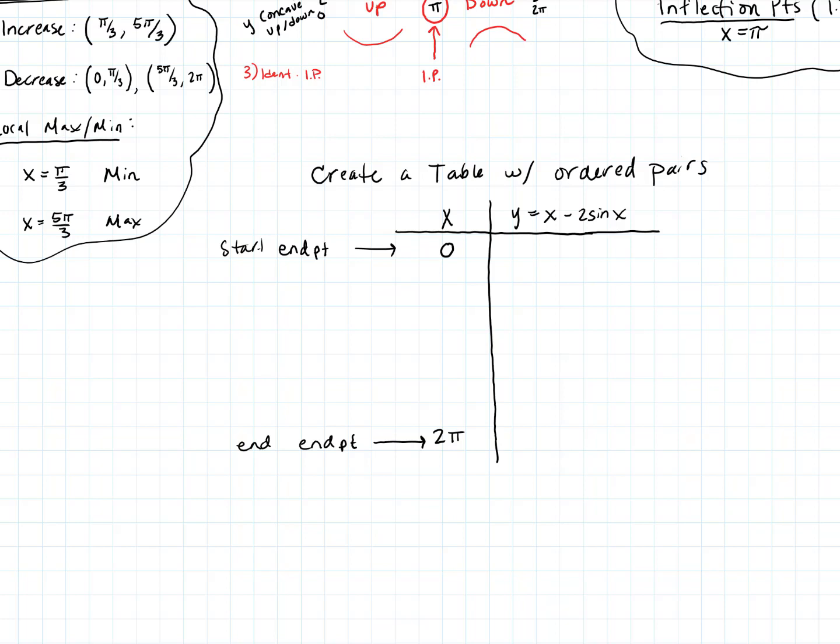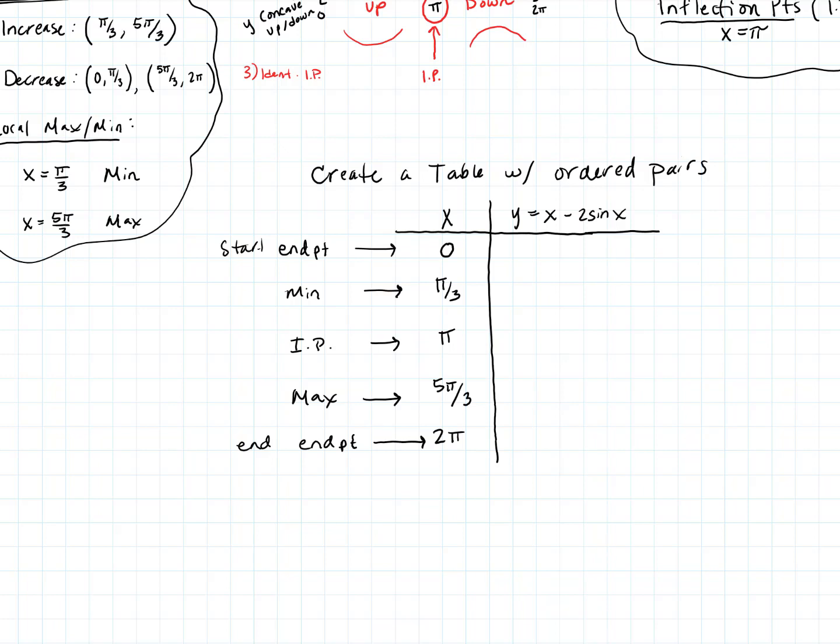And then the other points that were interesting were pi over 3, pi, and 5 pi over 3. And that came from all of our work with the first and the second derivative. We have already identified that pi over 3 is a minimum, that pi is an inflection point, and that 5 pi over 3 is a maximum. So we've identified all of those points, and so I'm just going to plug those right into the function, and we'll see what we get.